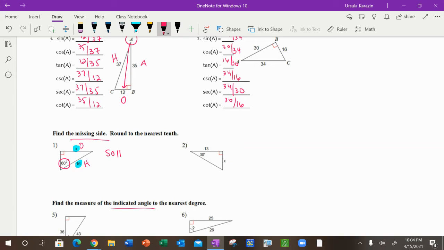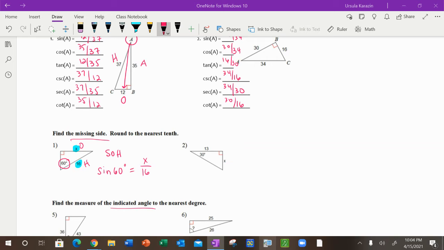So that means we're going to use sine. So sine of 60 degrees, and then O is x over 16 in the denominator.